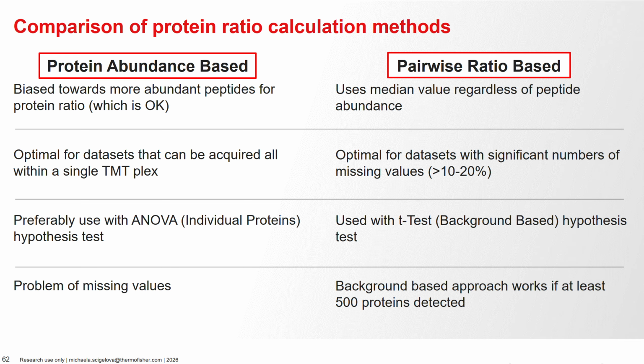Normally, there is no problem with getting 500 peptides identified, but in some samples, it is already a bit of a challenge to get at least 500 proteins detected in both sample groups you are comparing. So that is the only thing you should have in mind. In that case, you would have to give up on pairwise ratio based calculation of protein ratio connected to t-test and move on to the protein abundance based with ANOVA instead.